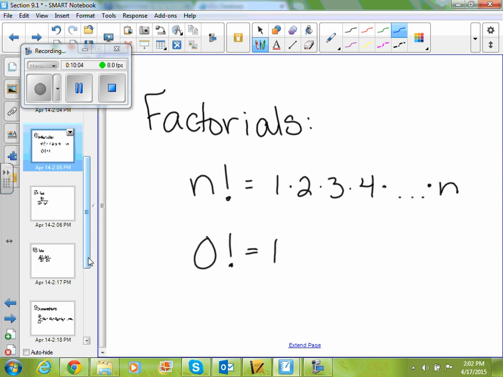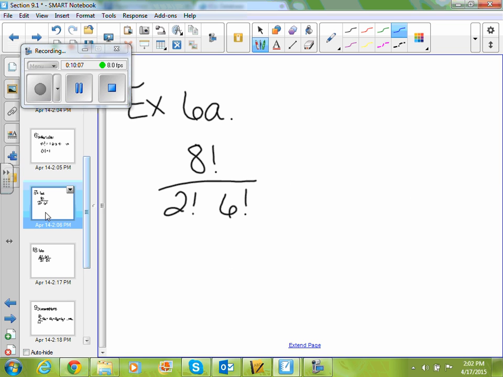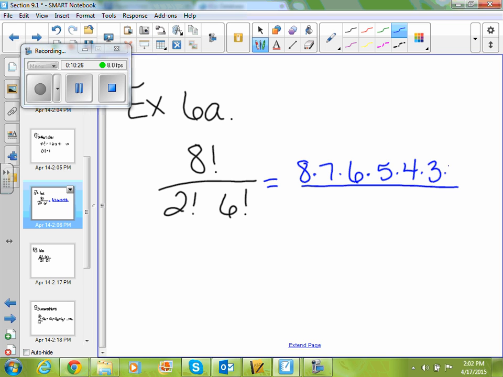So if I'm going to simplify factorial expressions, if I'm given 8 factorial divided by 2 factorial times 6 factorial, I'm going to expand those in order to simplify. So I know 8 factorial is 8 times 7 times 6 times 5 times 4 times 3 times 2 times 1. Doesn't matter if you write it in the other order, but whichever order you write it means the same thing. 2 factorial is 2 times 1. And 6 factorial, 6 times 5 times 4 times 3 times 2 times 1.